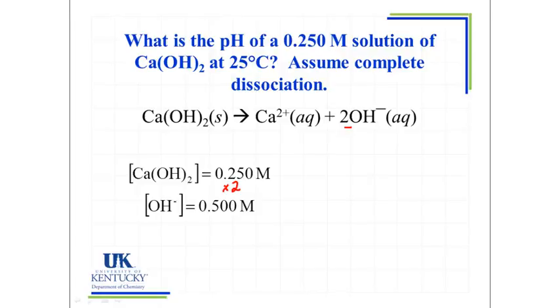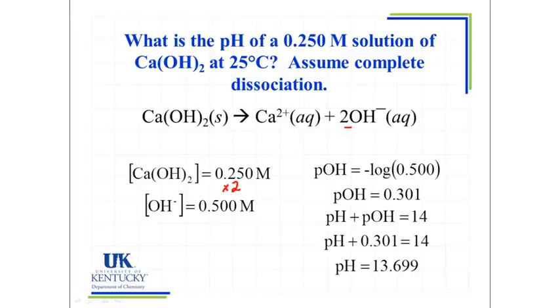Now I can use what I learned in an earlier module about finding pOH, and say the pOH is equal to the negative log of the OH minus concentration, which in this case is 0.500, and my pOH is going to be equal to 0.301. I can then find the pH because I know I'm at 25 degrees Celsius, so I know that pH plus pOH will be equal to 14. I plug in the pOH value of 0.301, and I end up with a pH equal to 13.699.